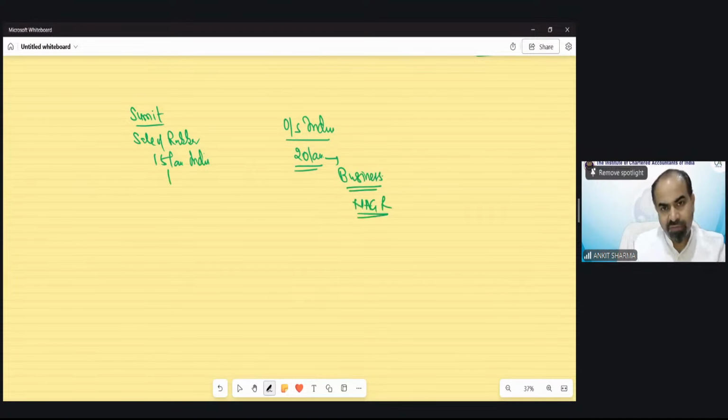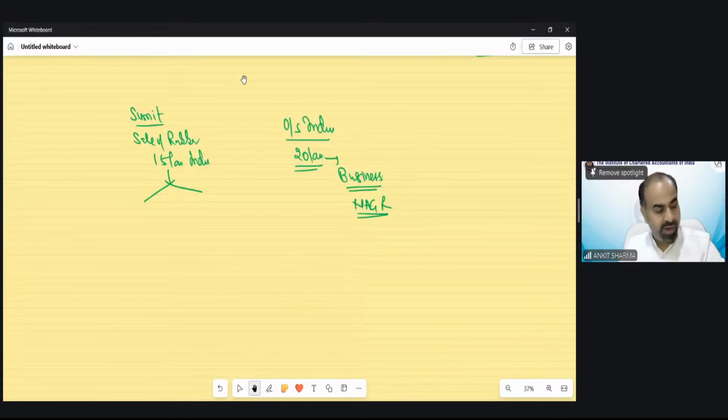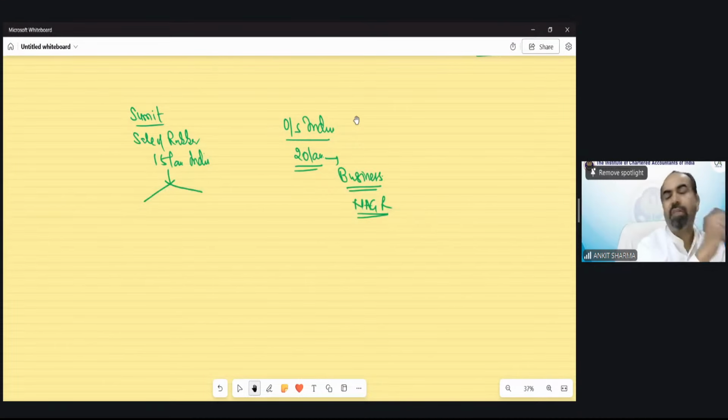Now, in case of rubber business, what is the percentage defined by the income tax to find out the agricultural and non-agricultural income? What is that percentage, students? It is 35% and 65%. Exactly. Correct, Nagar. Correct, Pooja. 65% agricultural and 35% is non-agricultural.